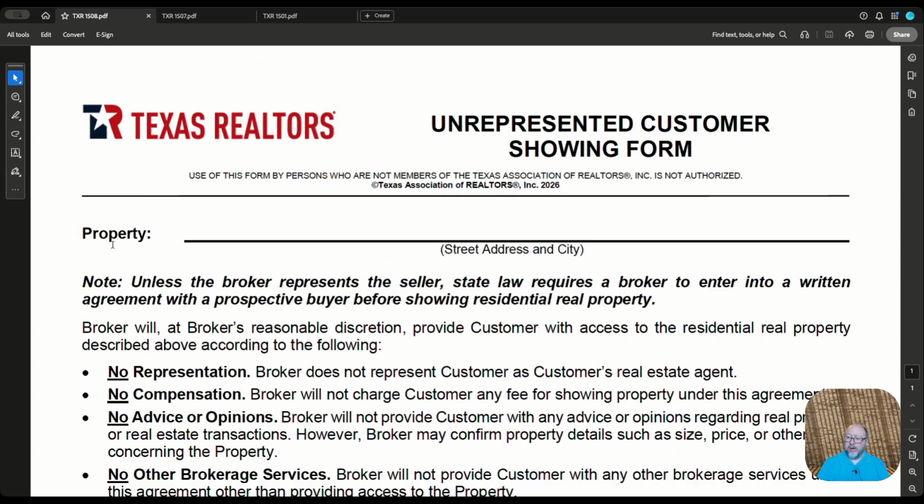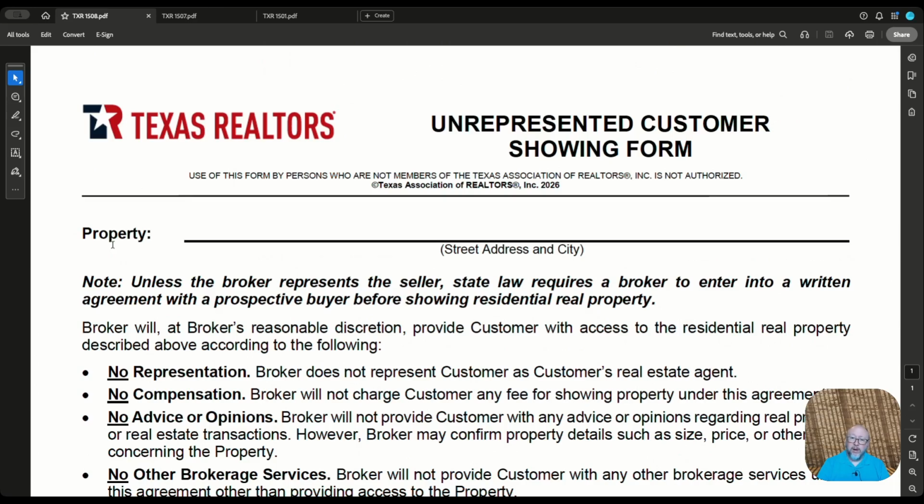Let's parse that for a minute. If you are the listing agent, if you are the broker or agent representing the seller, you can show your property to unrepresented buyers. That is part of what you are able to do as the listing agent, right? You have to represent someone, or you have to have one of these forms signed. But you can absolutely, as a listing agent, show your seller client's property to unrepresented prospective buyers.